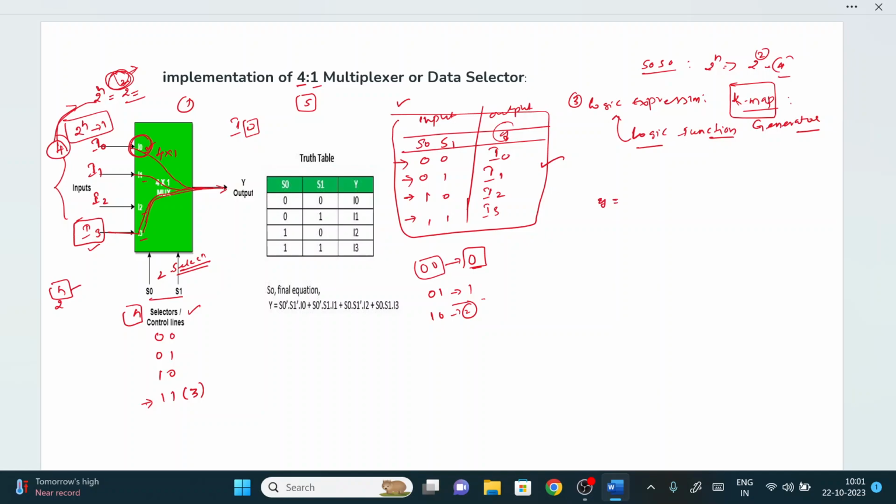Now see, we are getting the output I naught. At what time are we getting the output? When the selection line equals 0, 0. It means that we get the output I naught when the selection line equals 0, 0. This is one possibility. Again, we get I1 if the selection line value is 0, 1. Next, we get the output I2 when the selection line value is 1, 0. And we get I3 when the selection line value equals 1, 1.